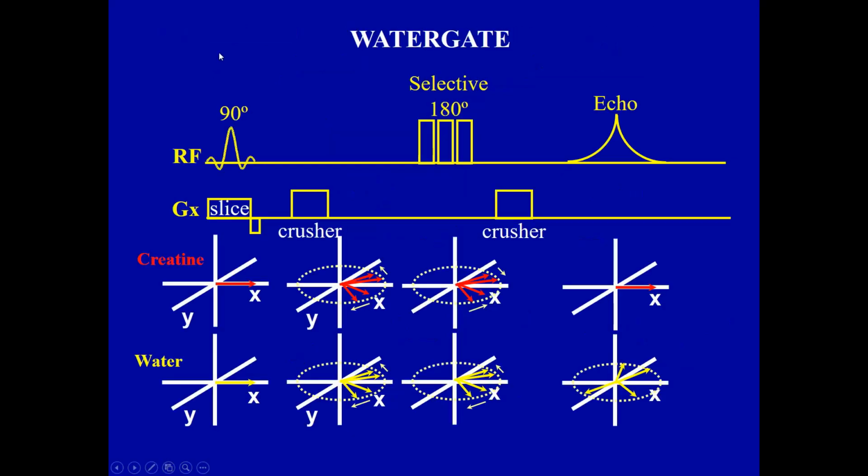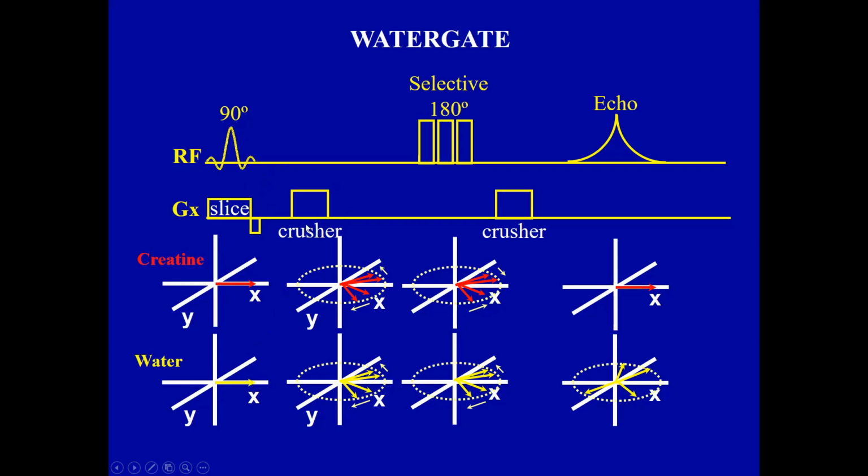Another approach is called water gate. So here is just a spin echo, but altered for water suppression. We have a 90-degree pulse, slice selective. There's our slice refocusing lobe, and we apply it to creatine and to water. We apply it across the spectrum. So everything at the beginning is tipped into the XY plane, and it's coherent.